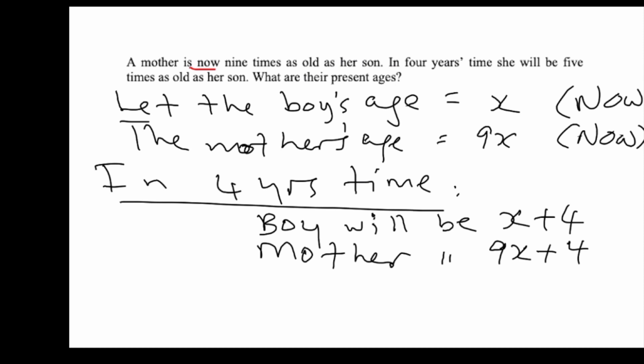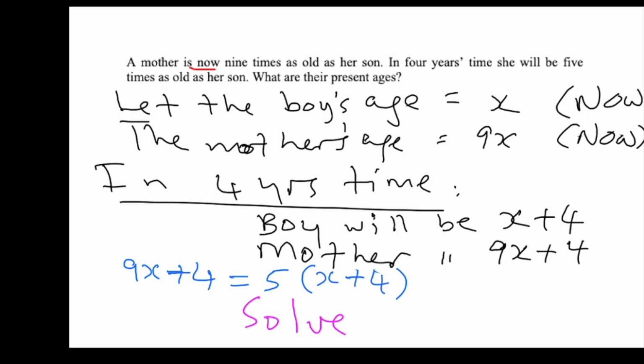All right? So what are their present ages? So to get their present ages, remember we are told in 4 years' time, her age will be 5 times the age of the son. So you need to set up an equation. In 4 years' time, the mother is 9x plus 4. But we are told this will be 5 times as old as the son. So it's 5 times the age of the son, which is 5 multiplied by x plus 4. Right. I will leave it there and challenge you to solve it on your own. I'm just trying to help you to see exactly how we set up the equation.